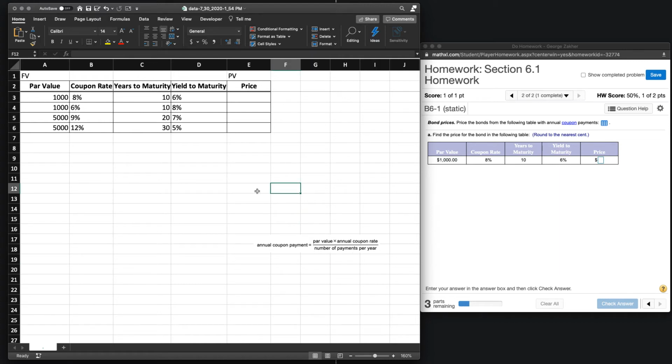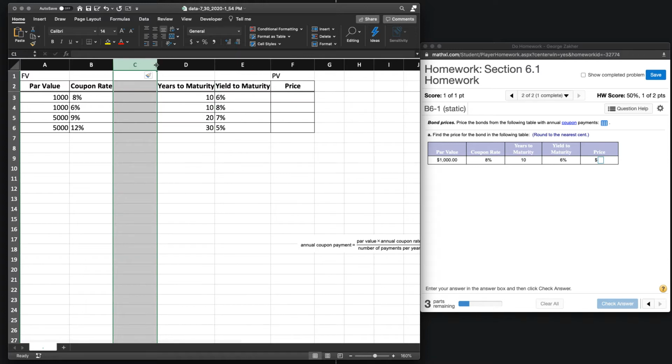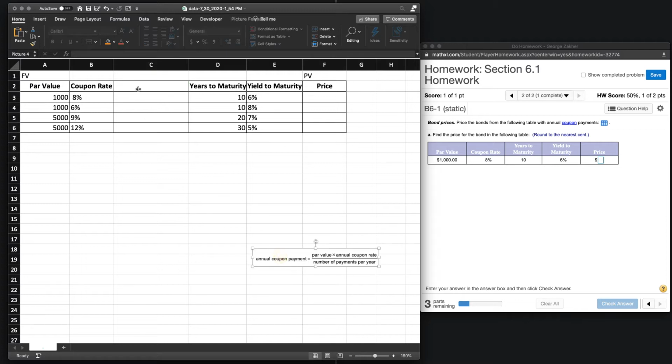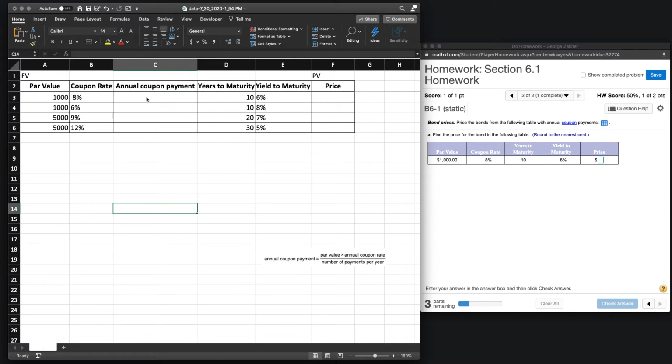So we can actually calculate our annual coupon payment, and we'll do that by putting it here. So we'll create another column for it. And if we reference the formula, ultimately what we're trying to figure out is what our payments are. Remember, it's our periodic payments that we'll be getting, and we know that's an annual payment, so this is what we're getting every year.